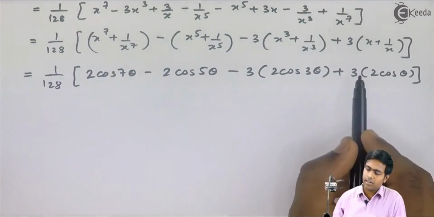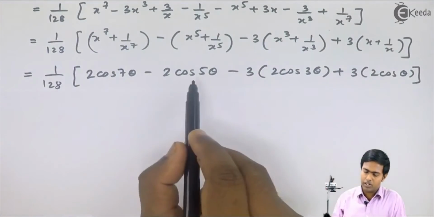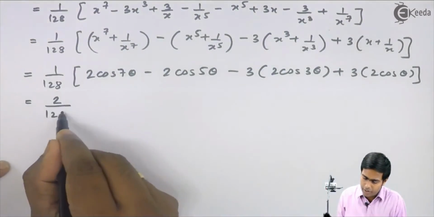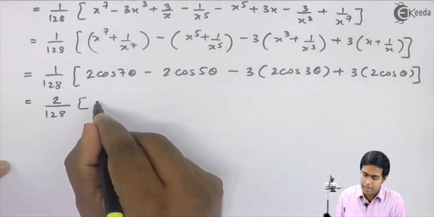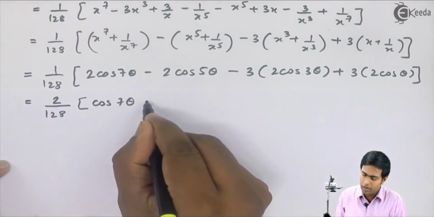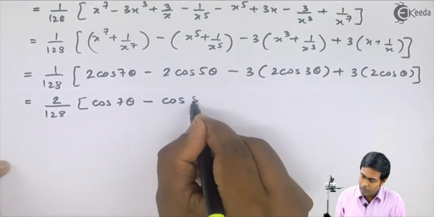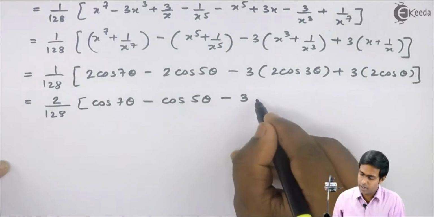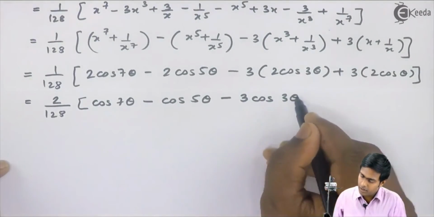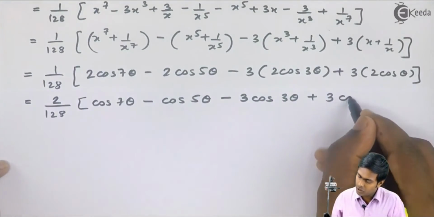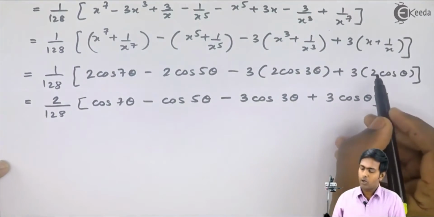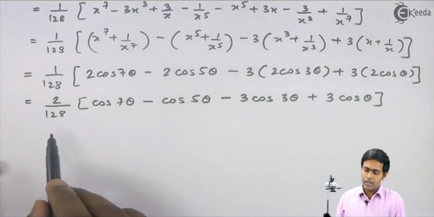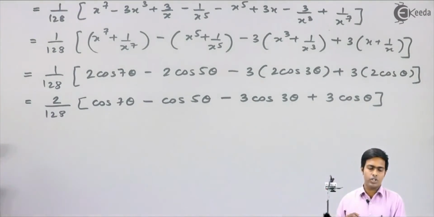Next, we can take this 2 common from all these terms. Hence we get 2 upon 128 inside bracket cos of 7 theta minus cos of 5 theta minus 3 times cos of 3 theta plus 3 times cos of theta. Here 2 goes outside. Now let's compare the result with the original term.